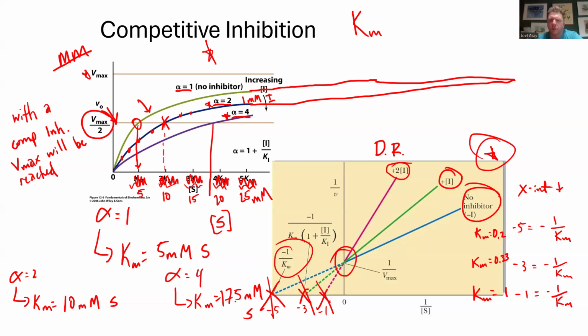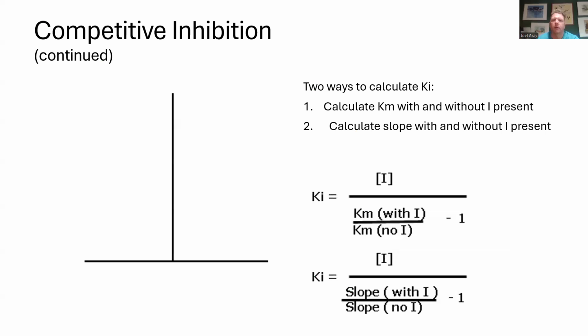My y-intercept, for all three of those lines, what happens to it? You're right. It doesn't change because my Vmax does not change. So when we talk about Km, Km is a measure of affinity for our substrate. Ki is basically the inhibitor's affinity, or the affinity that your enzyme has for the inhibitor.